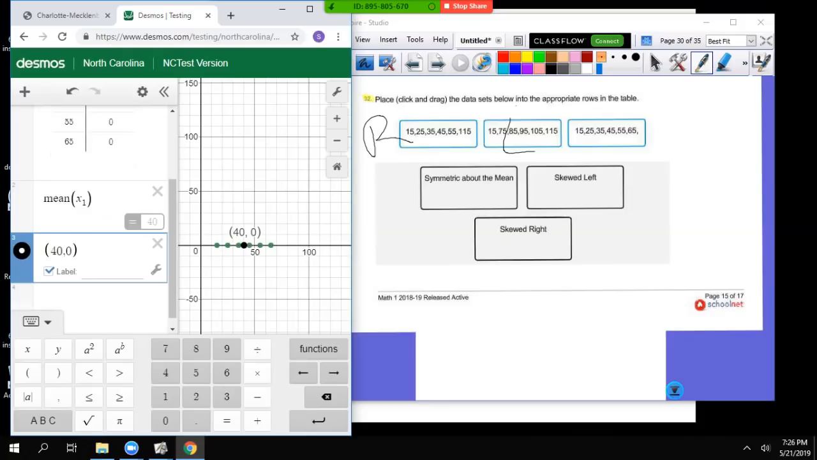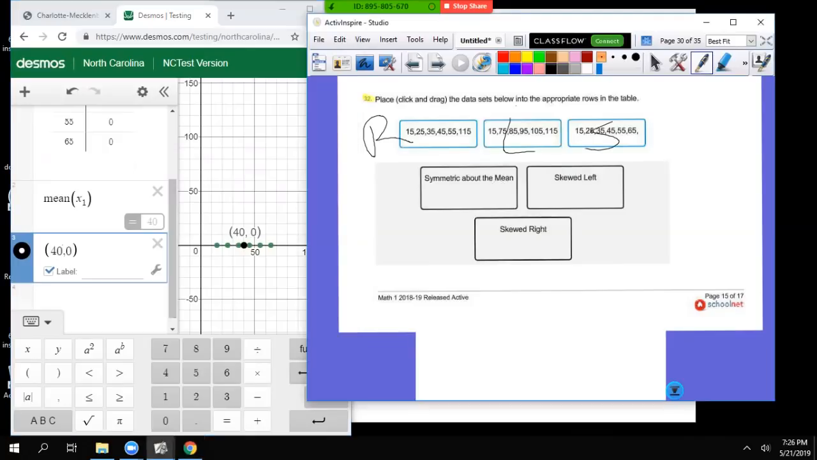Okay, and here it is. So now we see our mean here, and we see our data, 3 on the left, 3 on the right of the mean. So that would definitely be symmetric about the mean. So I'm just going to put an S over that. So you would have been able to drag all of those pieces to their correct location.